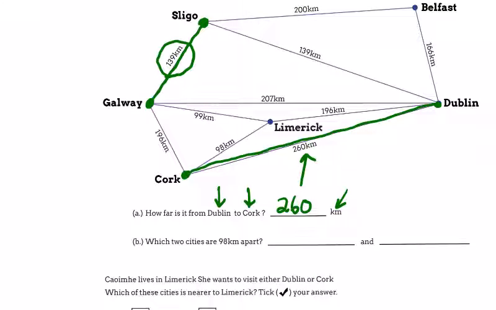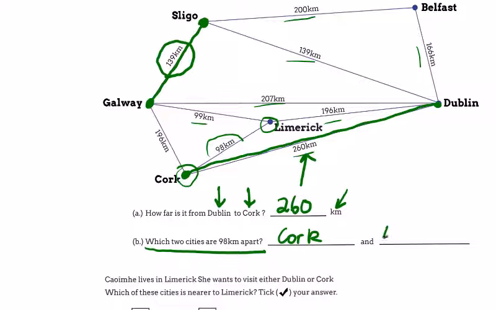Next question. Which two cities are 98 kilometers apart? They've given you space to write both of them, so make sure you do. Here's the 98. So it goes from Cork to Limerick, not the 99 that's here. And just check the others. 200. Just have a look around. Definitely no others. 98 is Cork and Limerick.